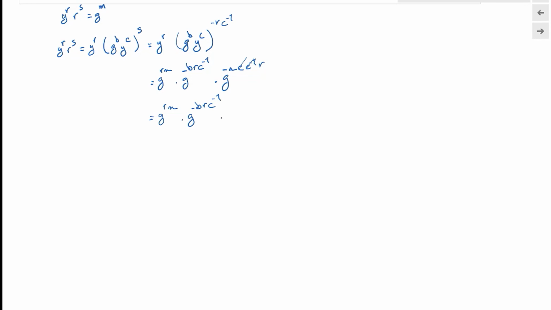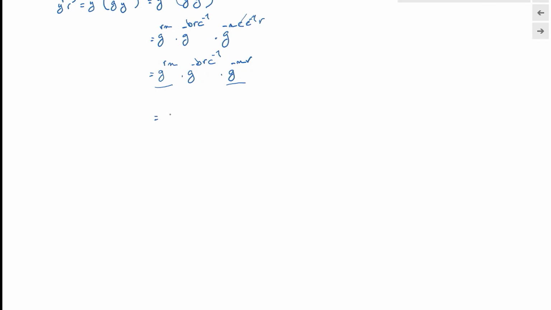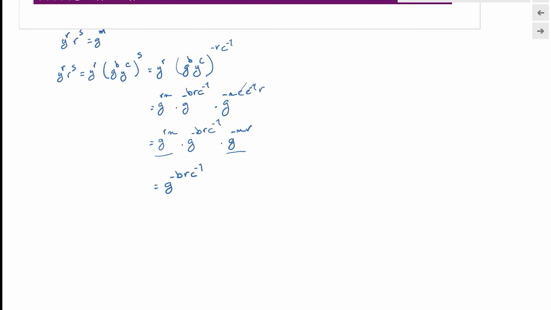And then from here, what we get left is minus xr. So you see that this g to the rx and g to the minus xr, or rx, again, they will cancel each other out. So the whole thing would equal g to the minus b r c minus 1, inverse of c. And you see that we started from here and we derived this one.